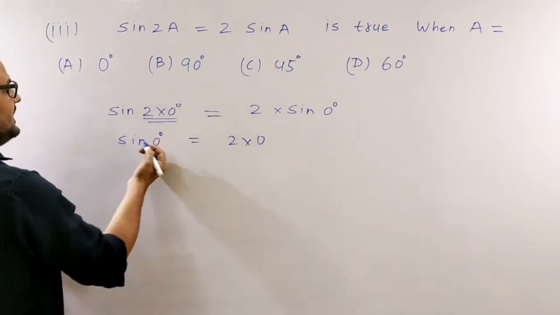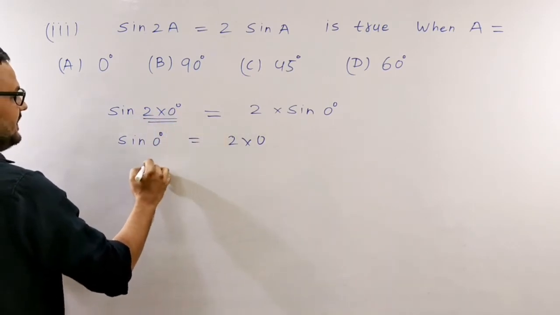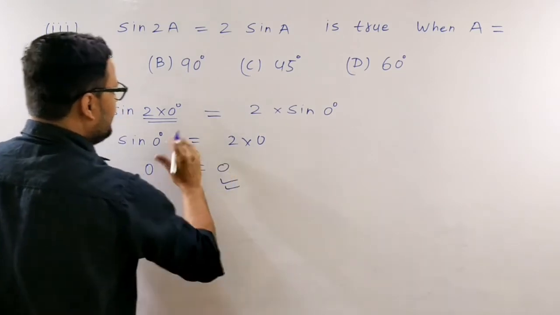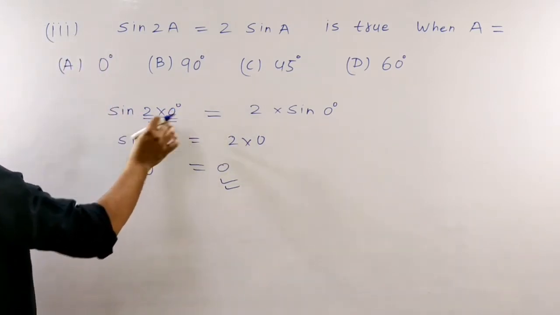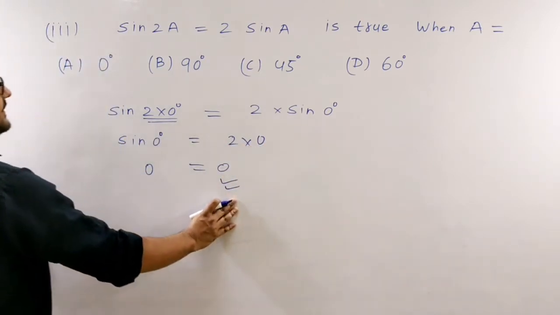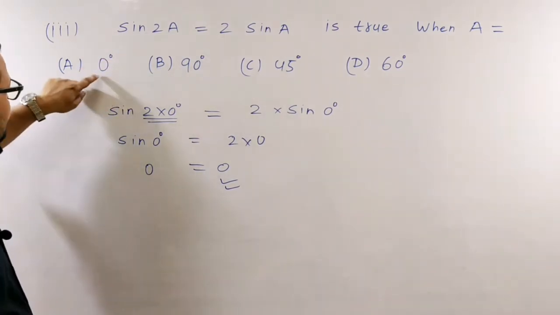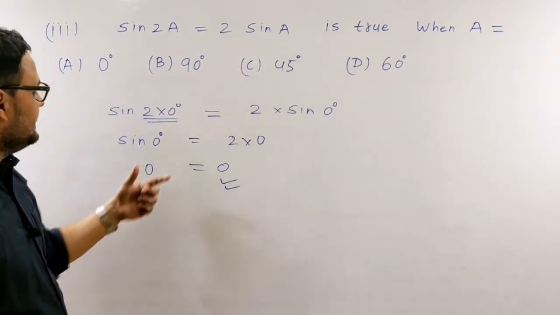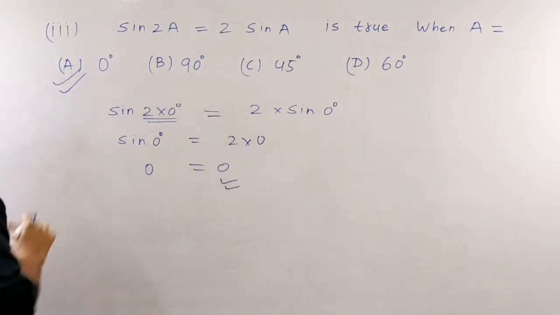Now 2 into 0 is simply 0, so we got sin 0, which equals 0. And on the RHS, 2 into sin 0, sin 0 is 0, so 2 into 0 is simply 0. So we got 0 equal to 0. It means when we take 0 degree, the LHS and the RHS are equal. So the first one is the right answer.